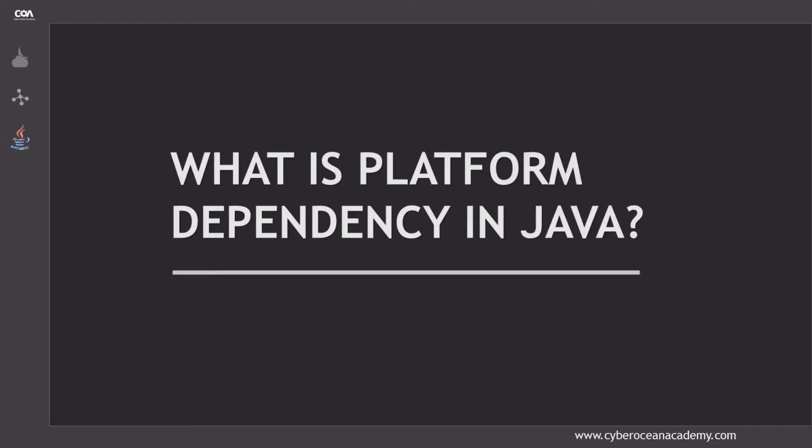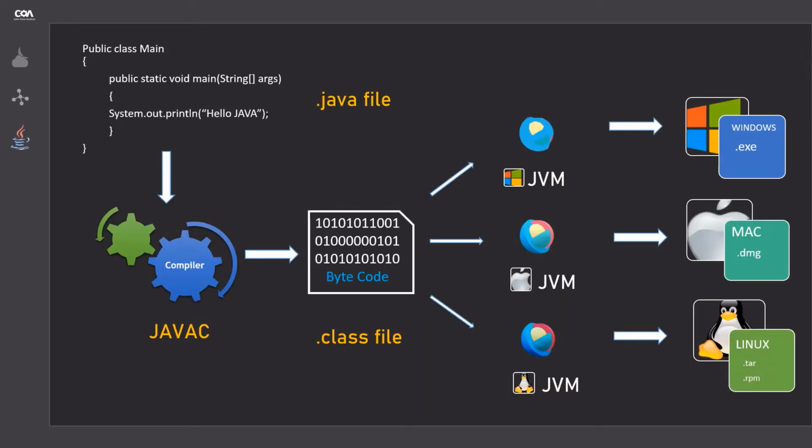In the previous lecture we have already discussed what a platform is. So Java is also a platform. A platform is a hardware or a software environment in which a program runs. Now a question arises, what is platform dependency in Java programming, guys? Programming languages like C or C++ are platform dependent languages, but Java is a platform independent language.